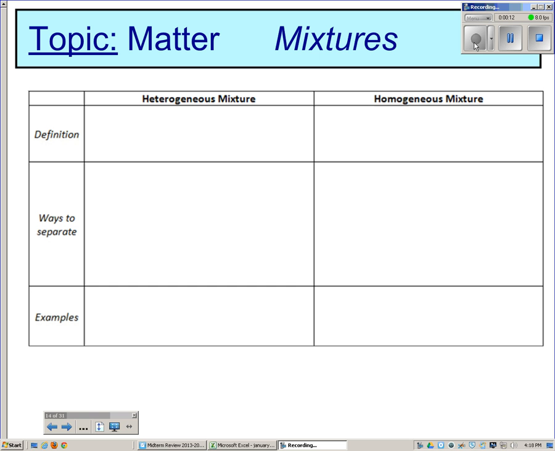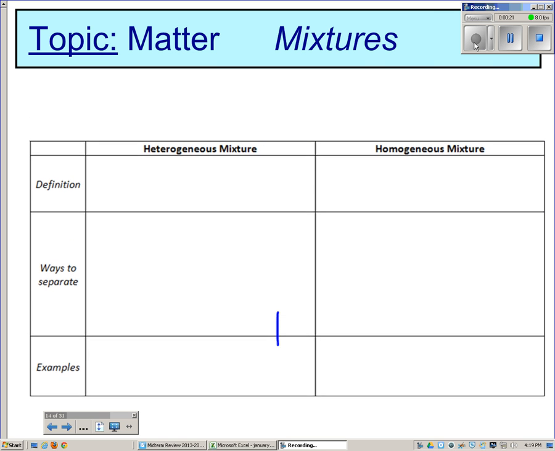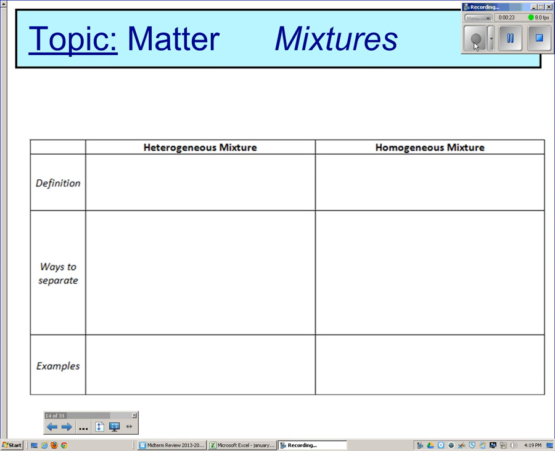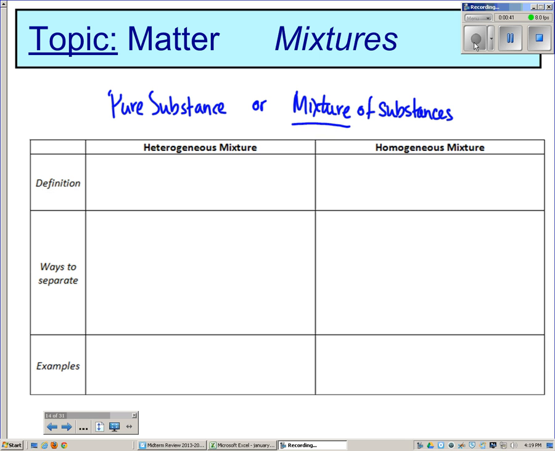So the overall classification of matter. Remember, matter can be classified as either a pure substance or as a mixture of substances. So first we're going to talk about mixtures of substances.